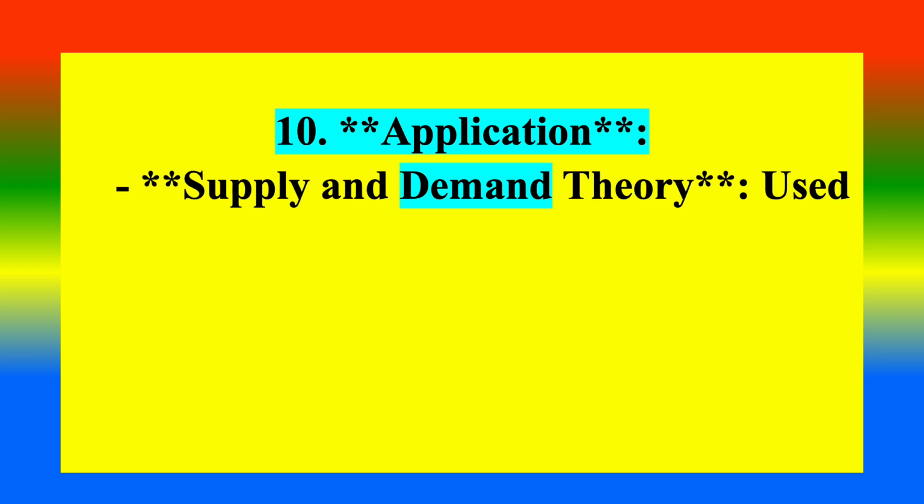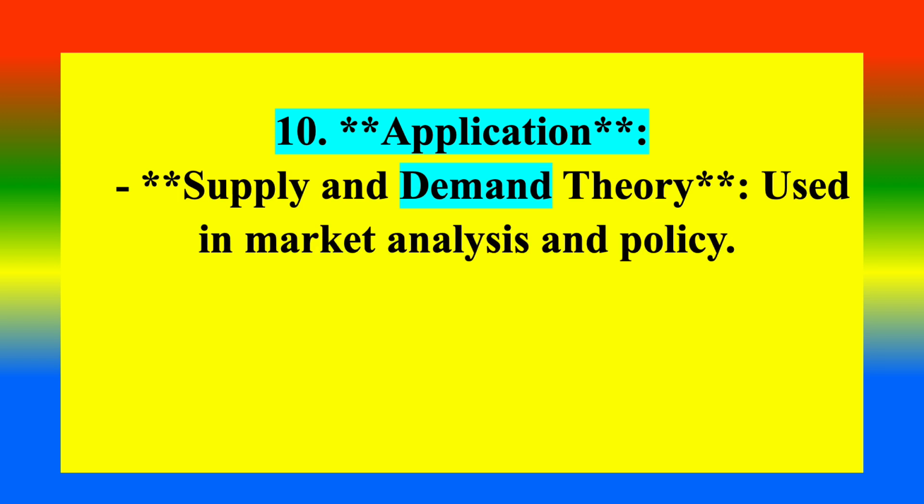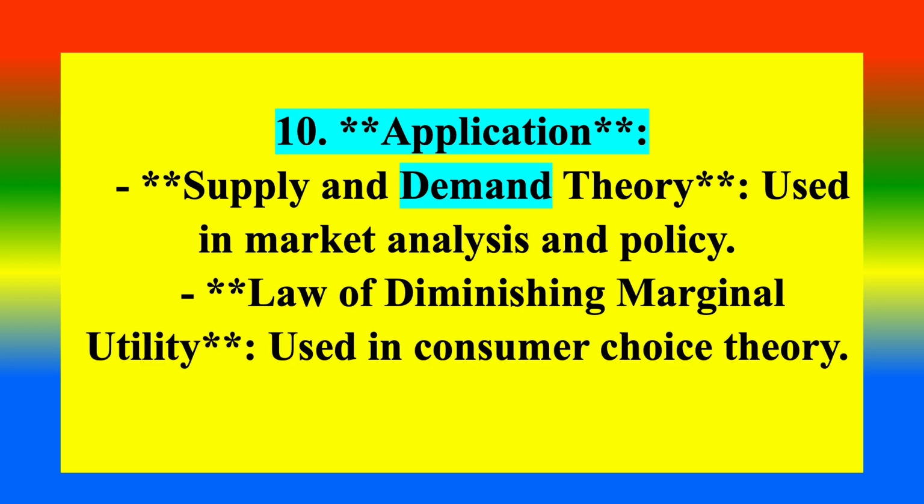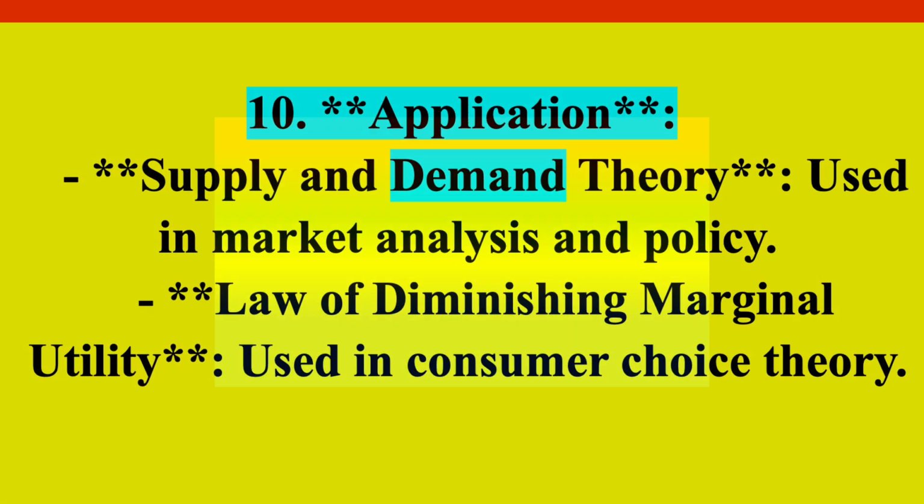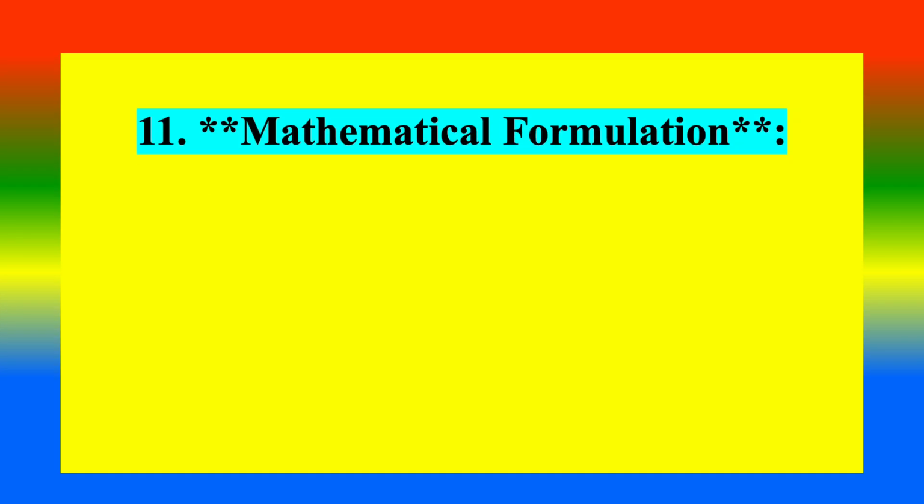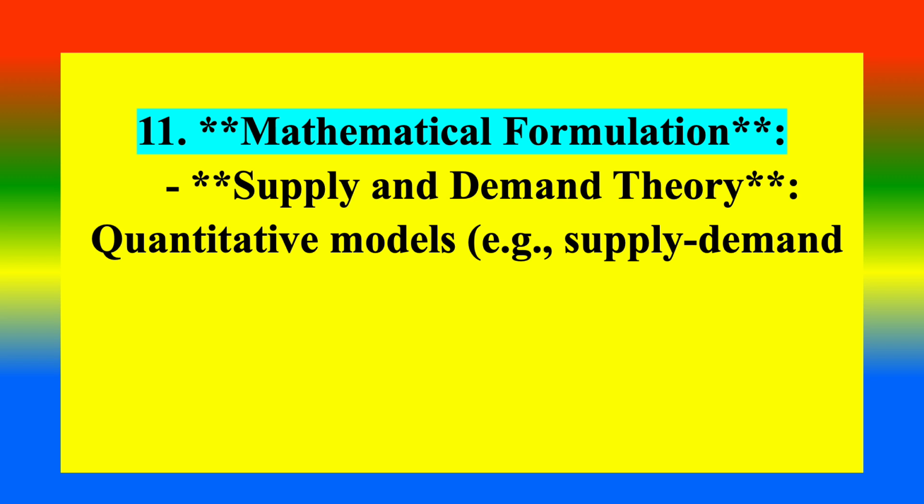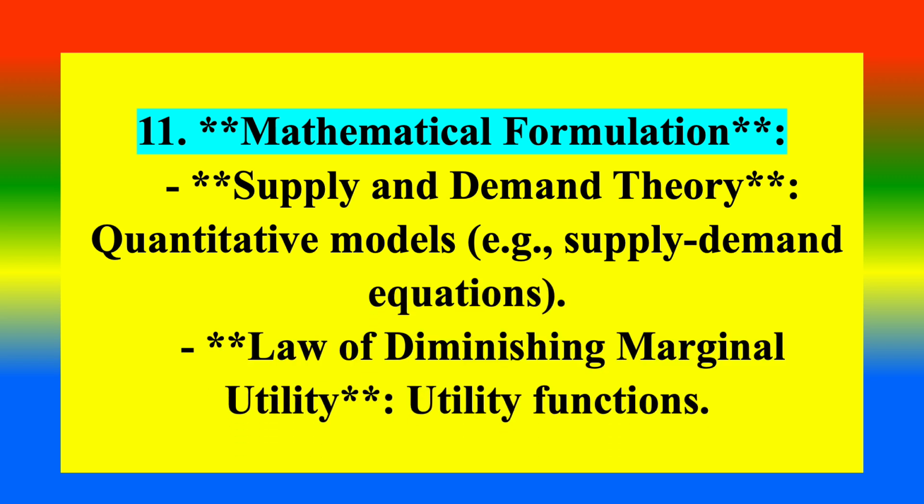Ten, application: supply and demand theory is used in market analysis and policy. The law of diminishing marginal utility is used in consumer choice theory. Eleven, mathematical formulation: supply and demand theory uses quantitative methods and supply and demand equations. The law of diminishing marginal utility uses utility functions.